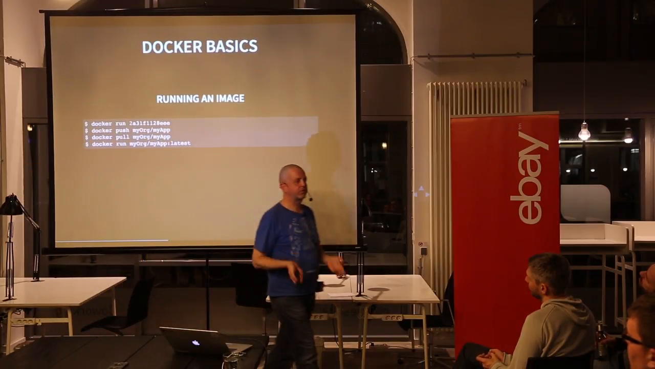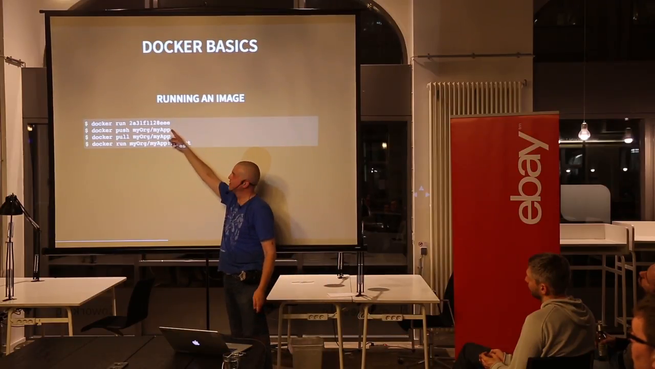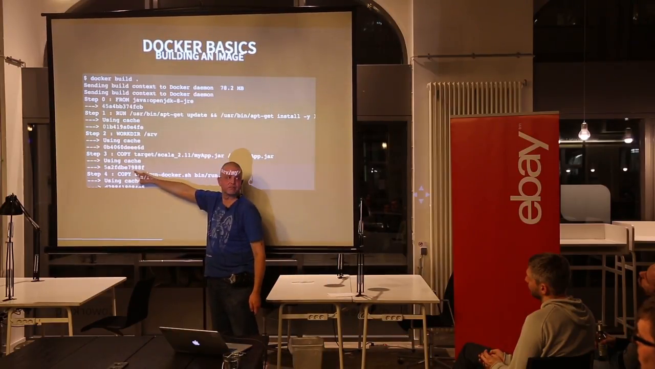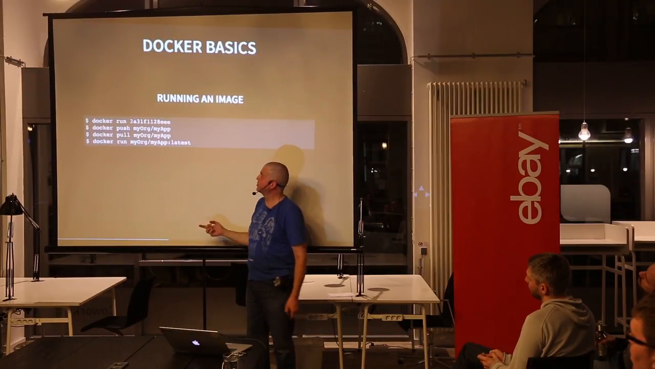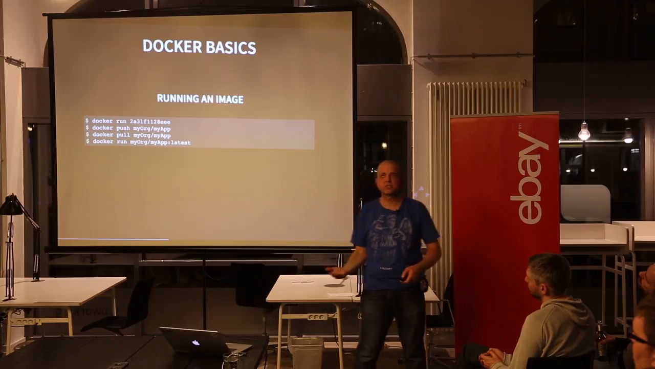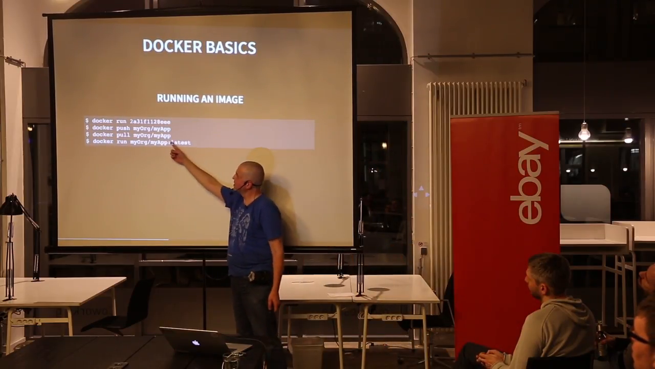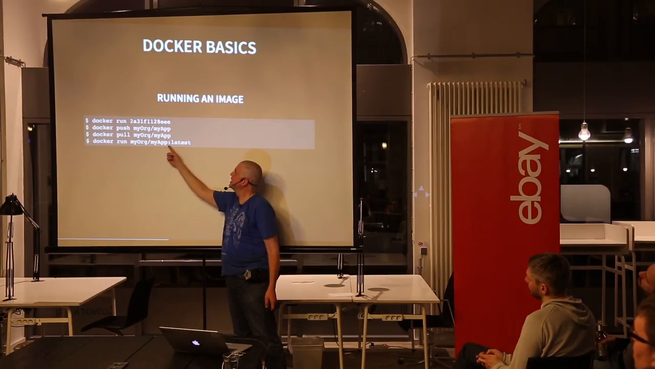Now, once you have created the image, how do you run it? Well, first of all, you can actually do docker run and give it the hexadecimal hash of the image. But what you will usually do is push that image to a repository, to a registry, sorry, and then when you want to run it from another machine, you do docker pull, and then you do docker run. And this is a tag.